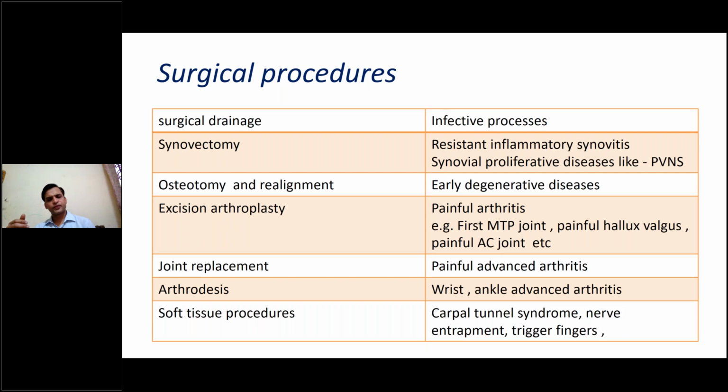Then excision arthroplasty, if there is infection or a very painful arthritis due to a damaged joint which cannot be reconstructed by any other method, and joint replacement, one of the most common methods of joint reconstruction. Arthrodesis, specifically in the non-weight bearing joints, for example wrist, ankle, and shoulder, and also the finger joints, which are also treated by arthrodesis.